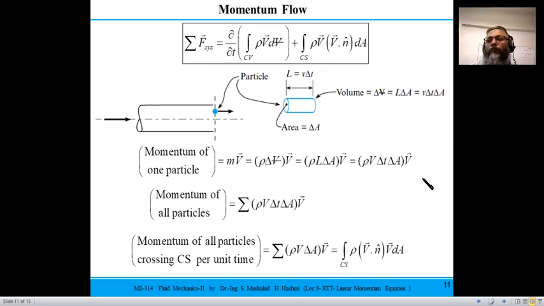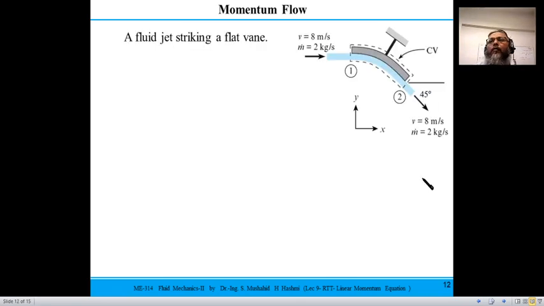Okay, so take another example for understanding the momentum flow. Let's say we have a fluid jet, obviously coming through a certain nozzle. So there is a jet of the fluid, and it is striking a vane. To analyze this, because there is a fluid and there is a solid, there is a fluid-solid interaction.